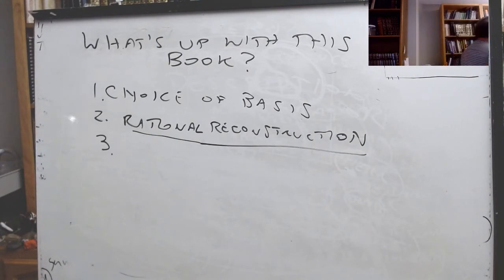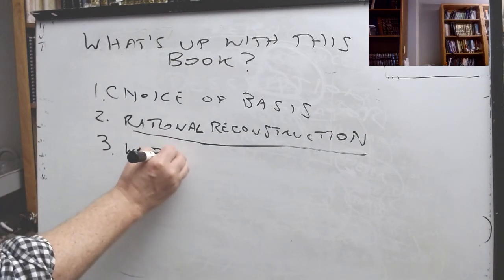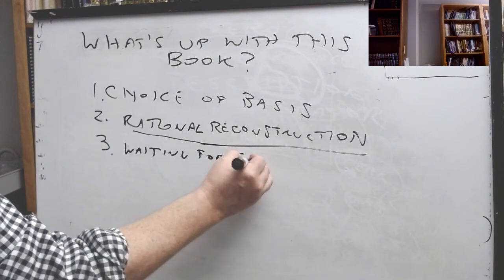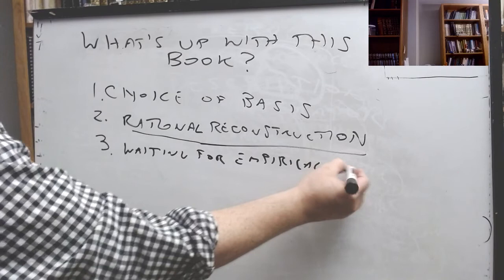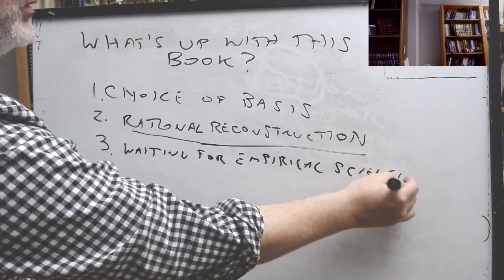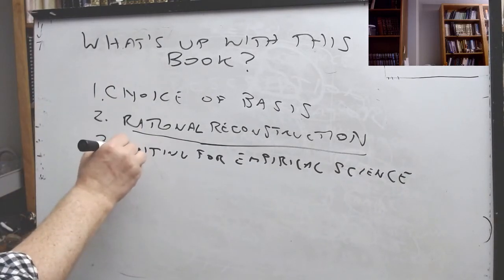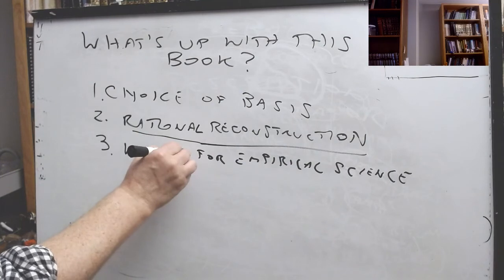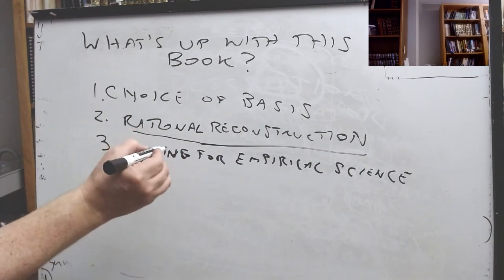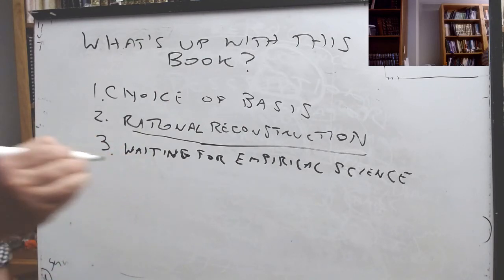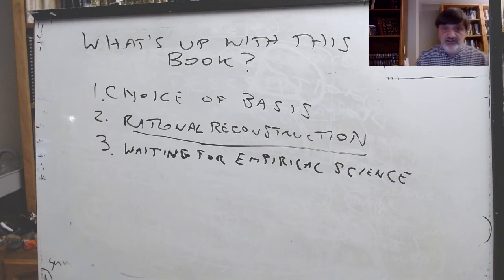Number three, also something I've emphasized before. We're waiting for empirical science. This has something to do with the problem that I was mentioning about introducing the relation F and so forth, in parts of the constructional system that are not finished. There are parts that are not finished because they can't be finished. Because to be finished, science would have to tell us enough about the objects so that we could figure out how we can recognize them. And that hasn't been done yet.